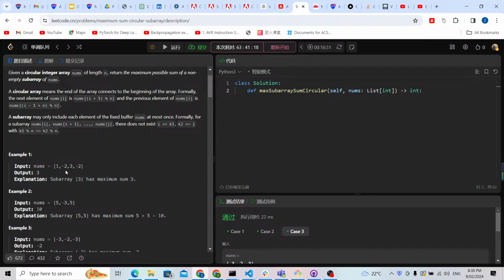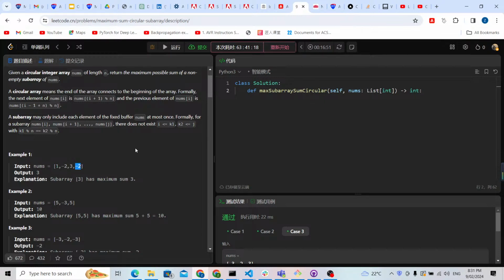Yeah, if it is a circular array, we have to think about this minus 2 plus 1. So for example, this 1 can be 4, or this minus 2 can be some positive number. This 1 minus this one can be the biggest number.